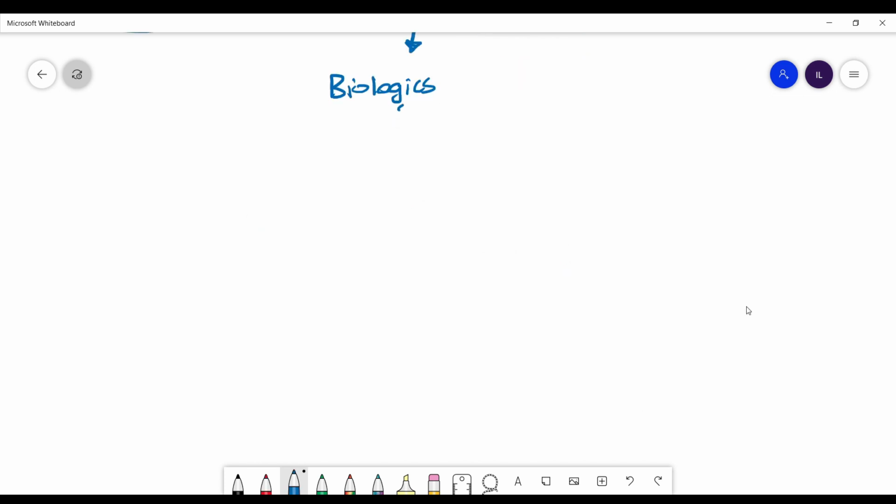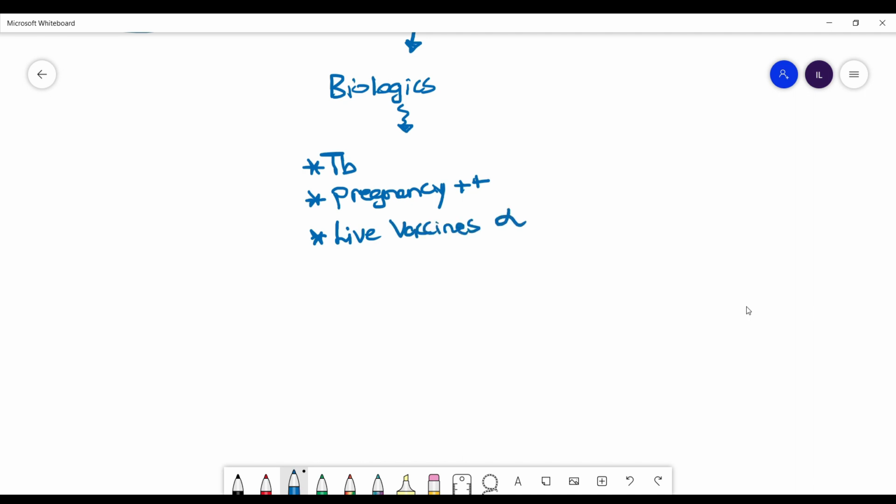Let's go and talk about the biologics. Few things about them. First, you need to test for TB before giving any. And they are safe in pregnancy compared to non-biologics. You can't give live vaccines while the patient is taking any of these. And unfortunately, the insurance won't approve them until you try the non-biologics first. Otherwise, we would use these all the time as a first line.